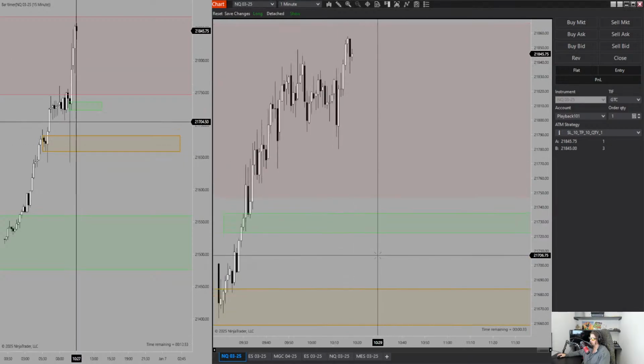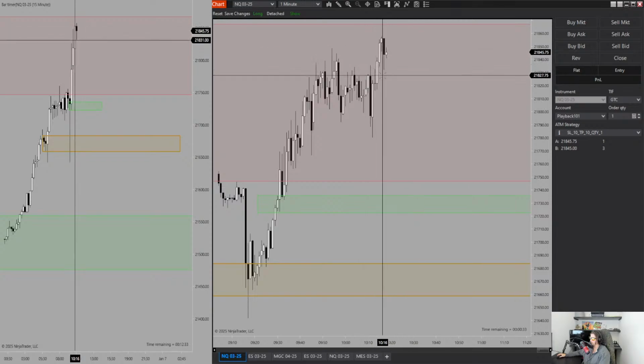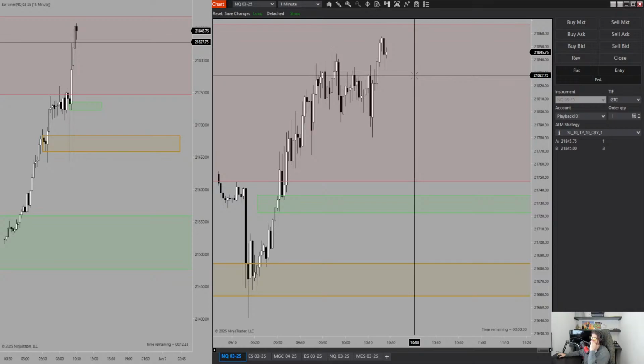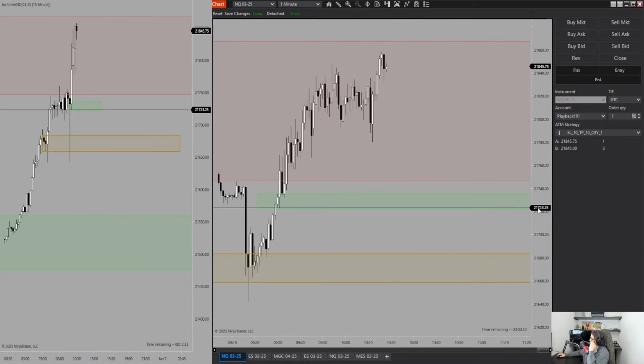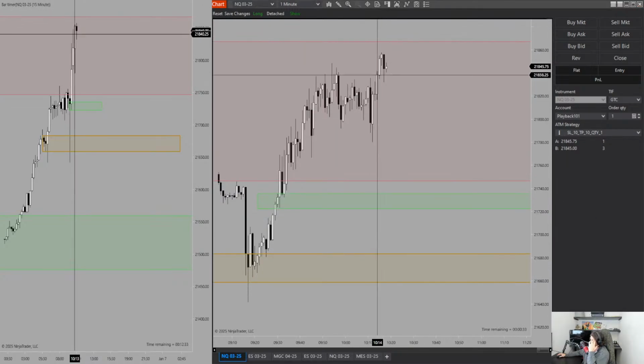I guess an aggressive continuation trade could be off this mitigation of this impulse, just down like 50%. Don't want to take it because we're so high up in the supply. But there is a possible scalp to be had.